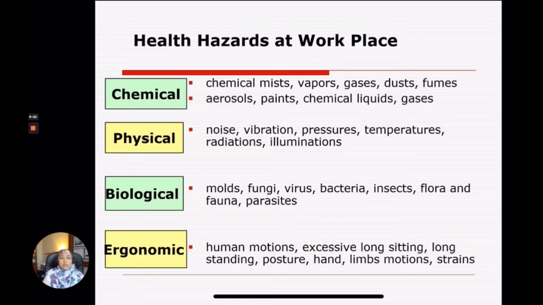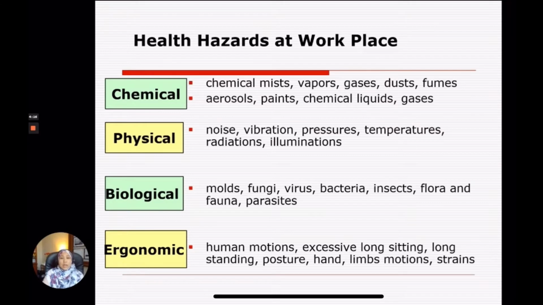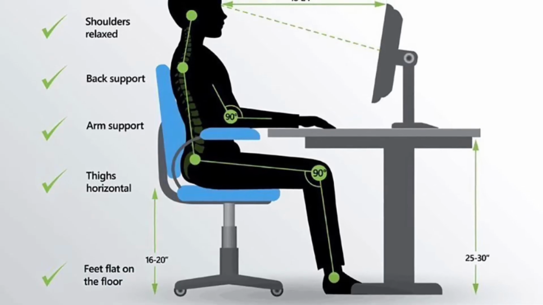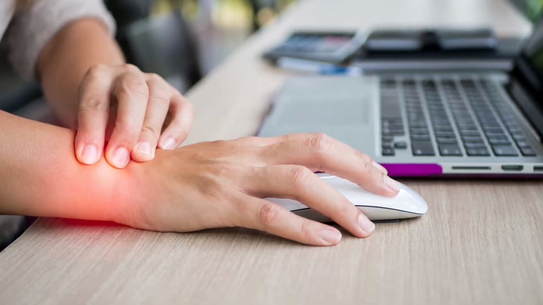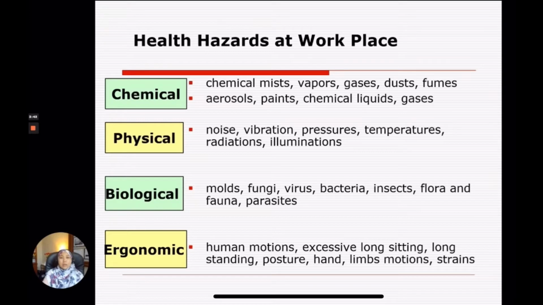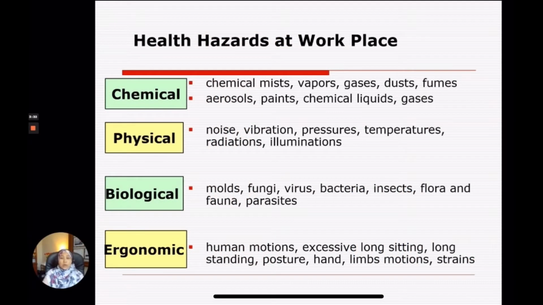The second one is excessive long sitting, long standing posture, hand and limb motion, and strain. If you have repetitive motion over a long period of time, it will lead to ergonomic issues. Excessive long sitting, where you just sit without exercise, posture on how to sit and how to stand, the hands, for example in typing work, and limb motion and strain. All these activities during the job will affect our body. For example, you will get back pain or eye strain. Other than that, maybe you will get fatigue, and so on.